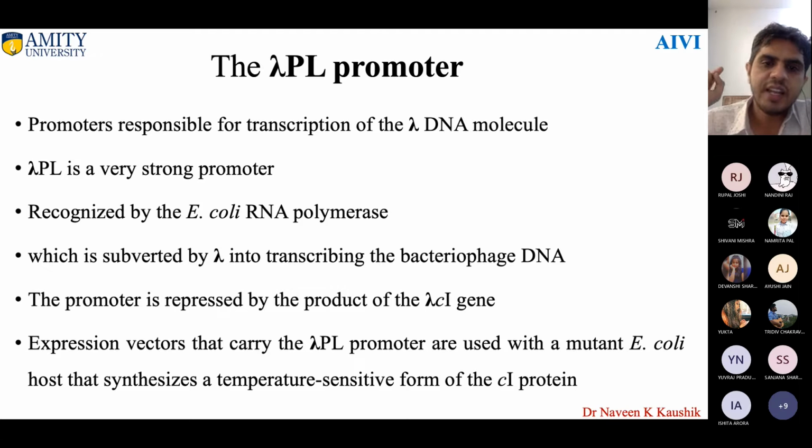So expression vectors that carry the lambda PL promoter are used with a mutant E. coli host that synthesizes a temperature sensitive form of the CI protein. Here you are going to use a mutant E. coli. This mutant E. coli is temperature sensitive, meaning when you want to suppress the activity, you can raise the temperature. So based on the temperature, it secretes the CI protein.